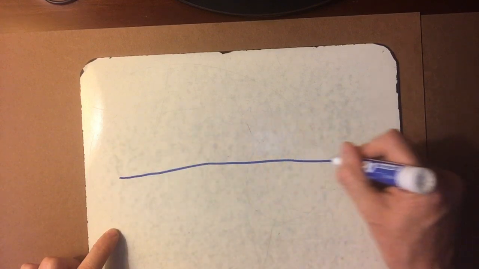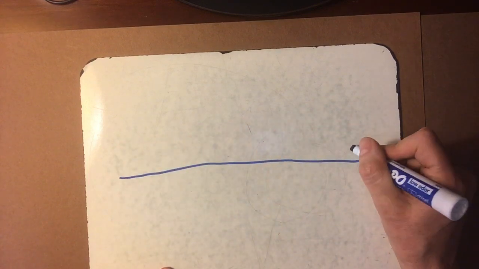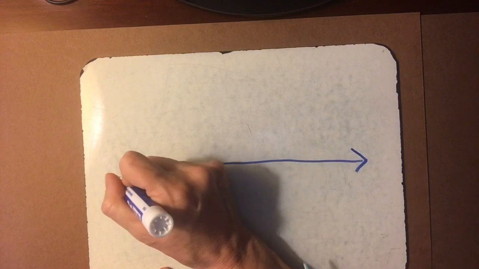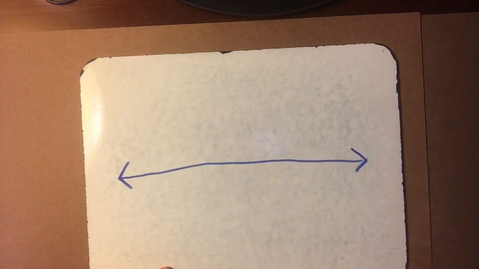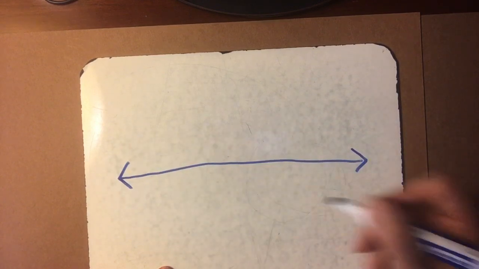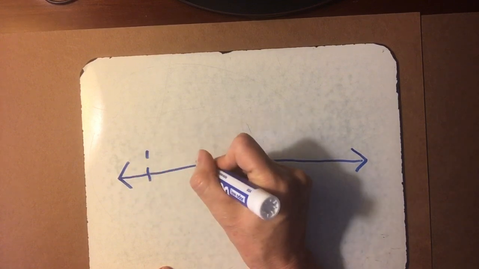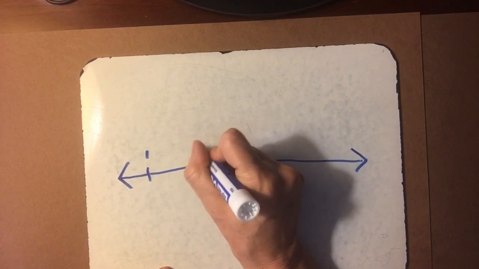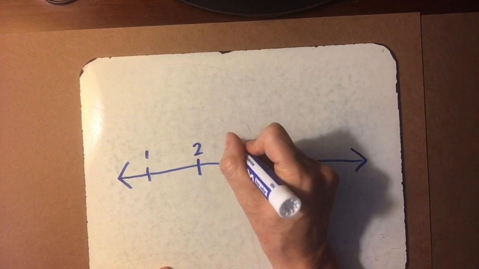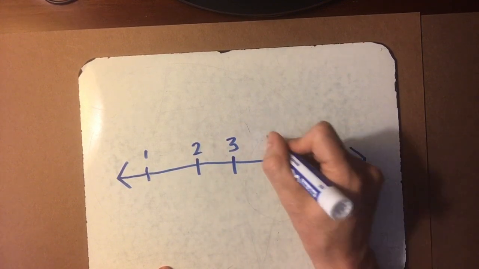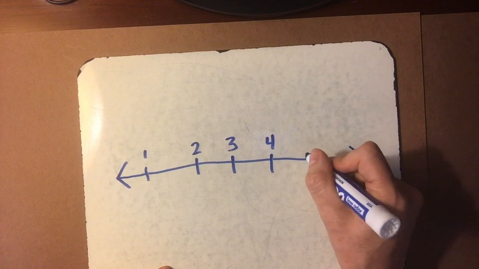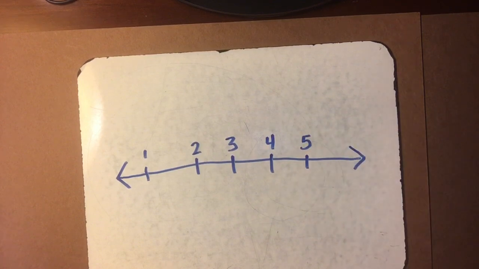And what that number line might look like is just a straight line. And we put an arrow here and an arrow there, right? And then let's say we're starting with this is 1, this is 2, this is 3, and this is 4, and then this is 5. And then we'll just stop there.